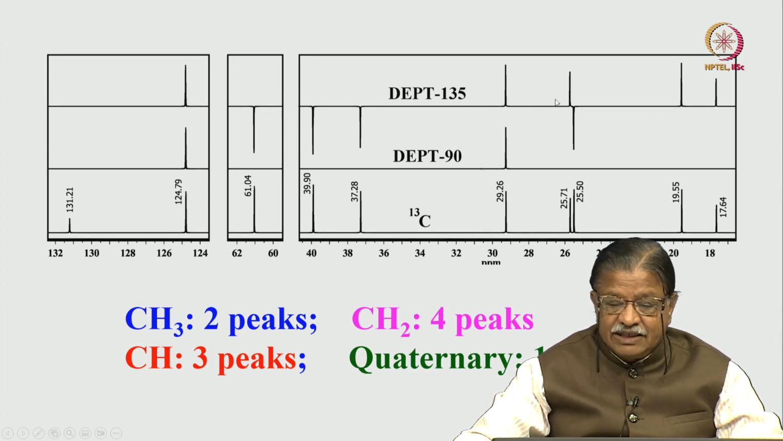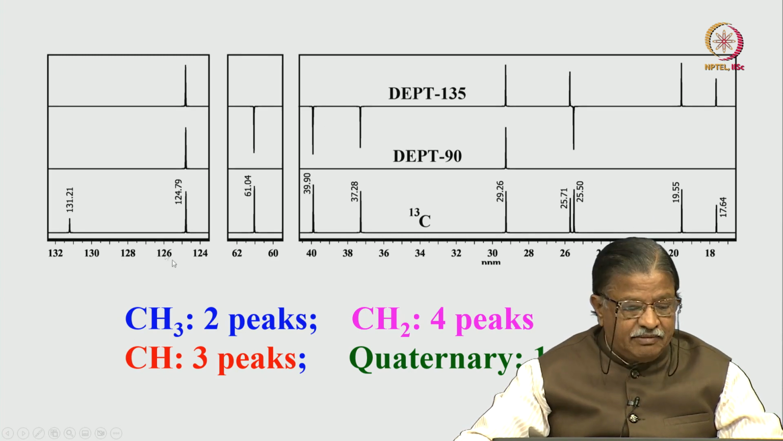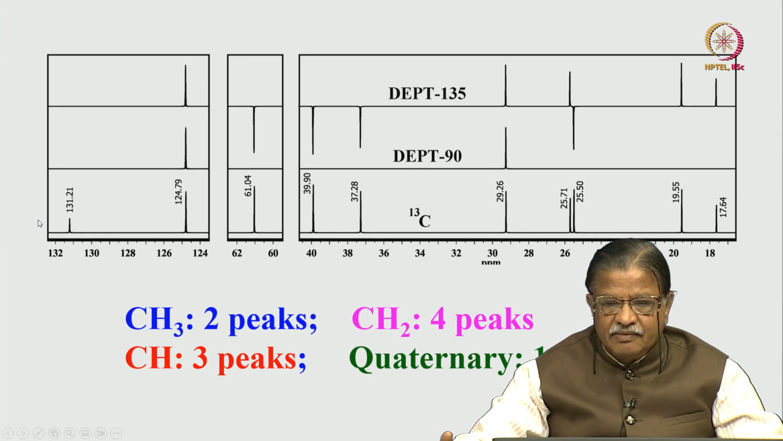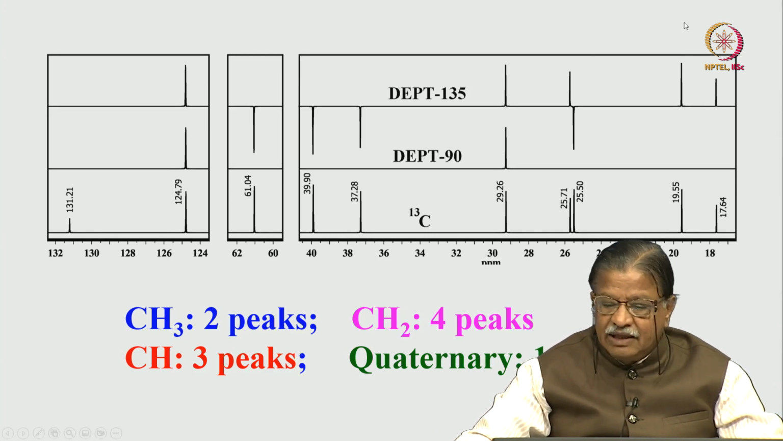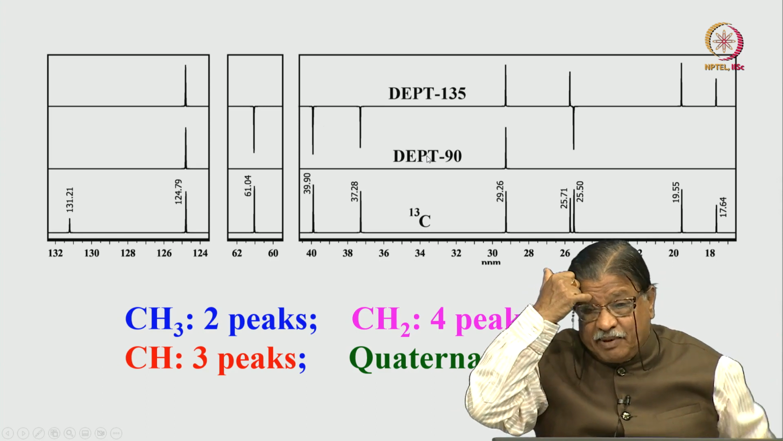And if you look at the CHs, we have 1, 2 and 3 CH peaks, and from the conventional carbon 13 spectrum, there is only one peak which is left here, that is a quaternary carbon. I know the quaternary carbon is 1, there are 2 CH3s, 4 CH2s and 3 CHs. This is the conclusion I draw from the DEPT experiment.